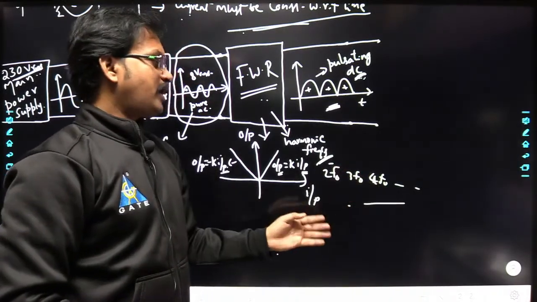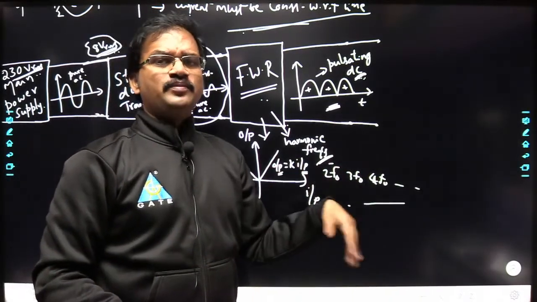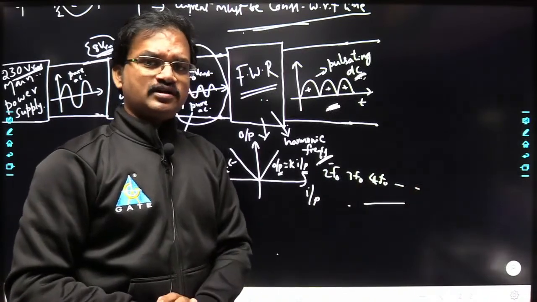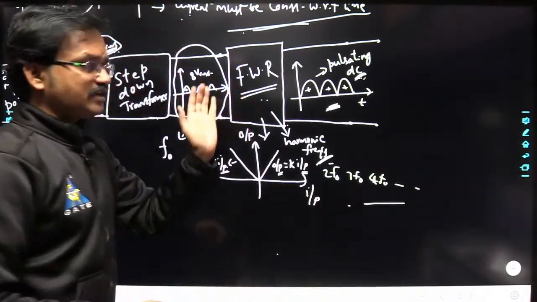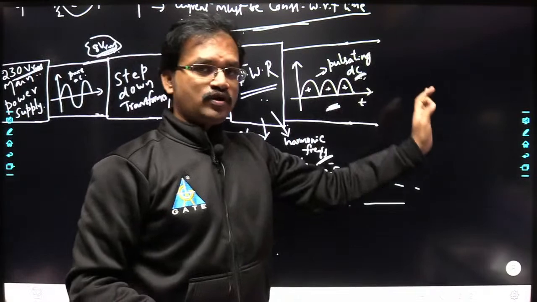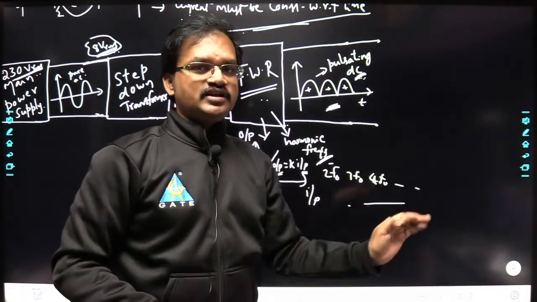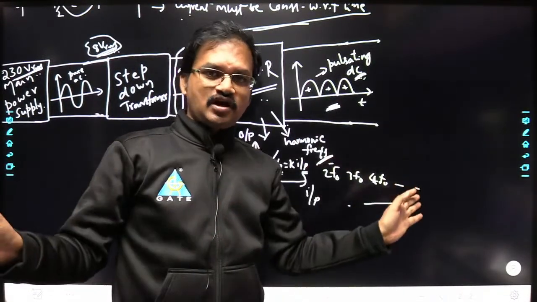So now we try to eliminate these frequency components. See what we have to do: our aim is to generate a pure DC signal. That means in a pure DC signal there should not be any frequency components, right?